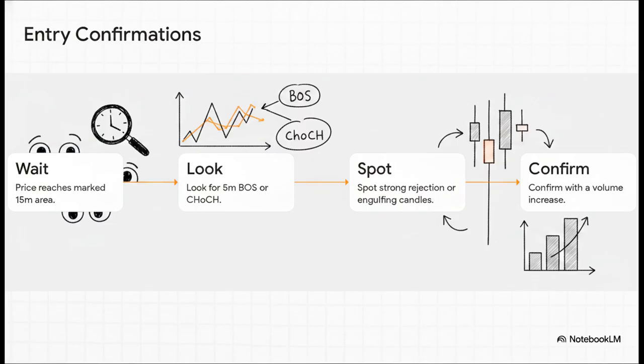When the price finally reaches one of those important 15-minute zones you just marked, a lot of beginners will panic and just smash the buy or sell button immediately because of FOMO. Do not do that. Instead, wait for the price to actually tap the zone. Then, looking at the 5-minute chart, you want to look for a new break of structure or a change of character to confirm the reaction. Look for really strong rejection wicks or engulfing candles. And finally, double-check that a volume increase is validating the move. Guys, these are your absolute mandatory confirmations.